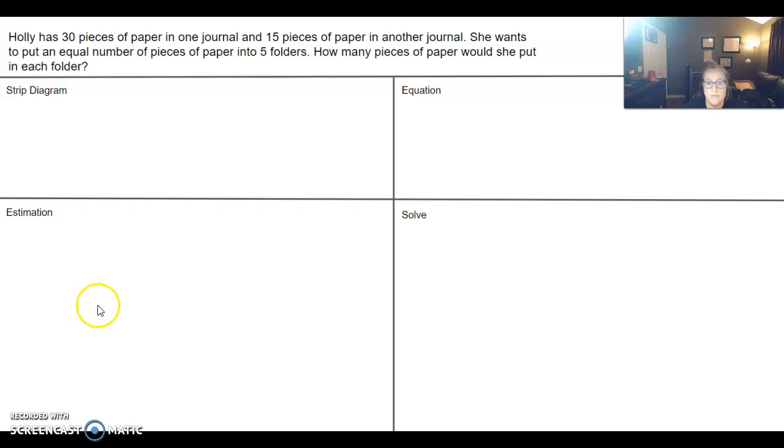Alright guys, it is your favorite time of the day. We are going to look at our two word problems. Remember, there's a one-step problem and there's a two-step problem. We need to figure it out and we have to go through the whole problem-solving process to do that. So let's look at this first problem.